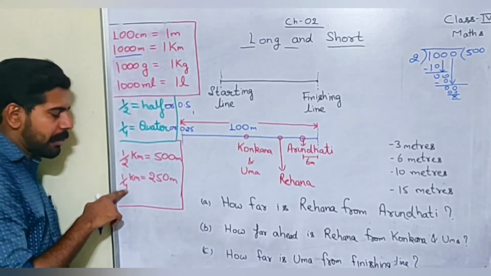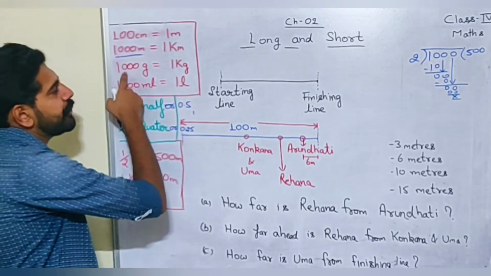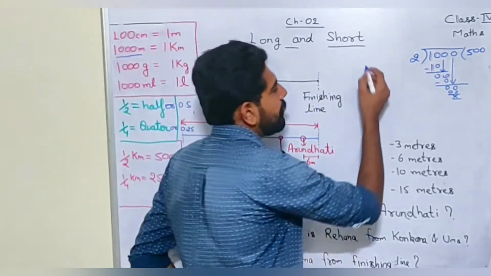And what will we say about 1 by 4 kilometer? 1 by 4 kilometer means divide 1000 by 4. Let's divide it.